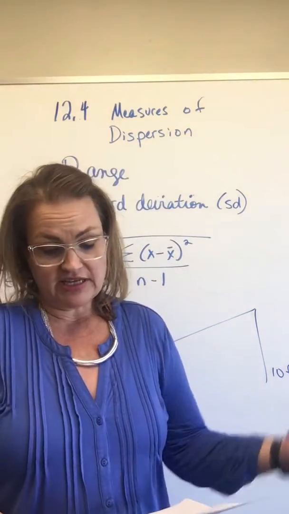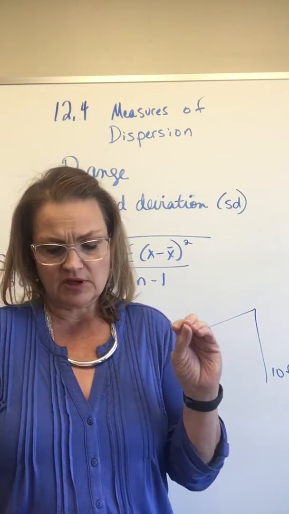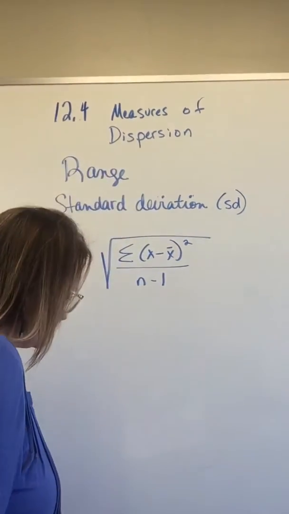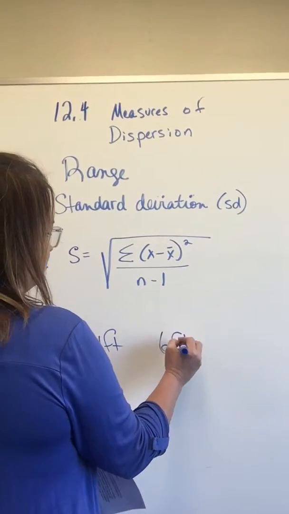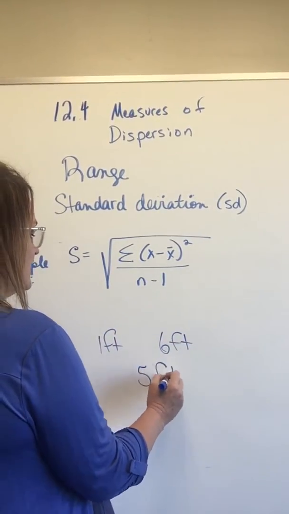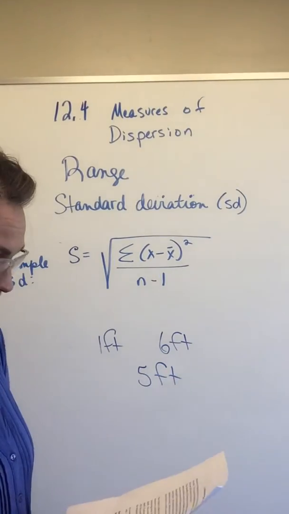And so the range, say it's 6 foot and 1 foot like I have in your packet. If you had a spot in your pool that's 1 foot deep, and the other end is 6 foot deep, so you've got 1 foot, 6 foot, the smallest measure to the largest measure, we would say the range is 5 foot. There's a range of 5 in that data.